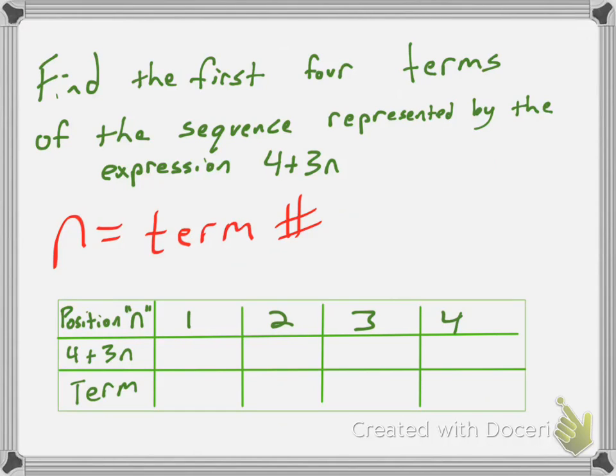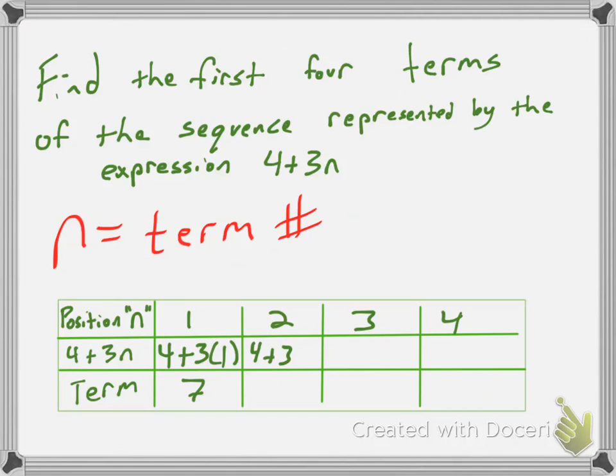So here, let me show you a table. All right, so here's my table. It says position n 1, 2, 3, and 4 because we want to find the first four terms. So this is what you're going to do. You're going to do 4 plus 3 times 1 because that's a term we want to find. So remember PEMDAS, you do multiplication first. 3 times 1 is 3. And then plus 4 would be 7. So the first term in our sequence is a 7. Let's keep going.